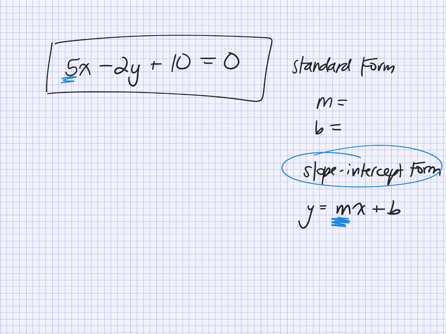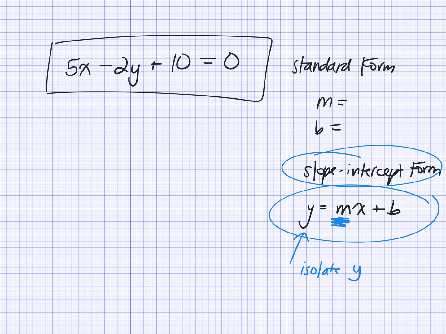Does that make sense? You can only figure out the slope, which is the coefficient of x, so whatever number's in front of x is always the slope when it's in this form, which means that you have to isolate y. If it's not in this form, then you can't say, oh, this is the slope and this is the y-intercept. No, that's not true. Okay? So the first thing we need to do is isolate our y.